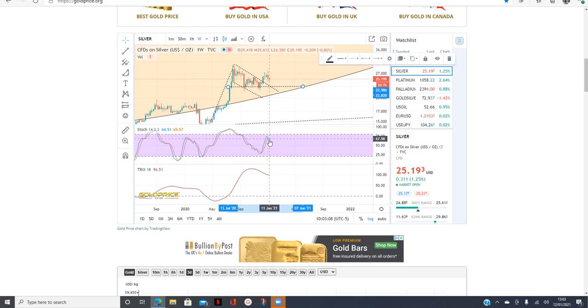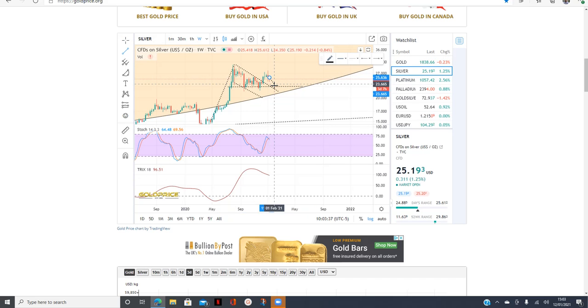On the weekly time frame, the indicators look slightly different. The stochastic has had a sort of bearish cross, which means the blue line is below the orange line. So, all things considered, there's evidence on the shorter time frame of a pullback, but evidence on the longer time frame of a rising trend. So the jury's out a little bit.